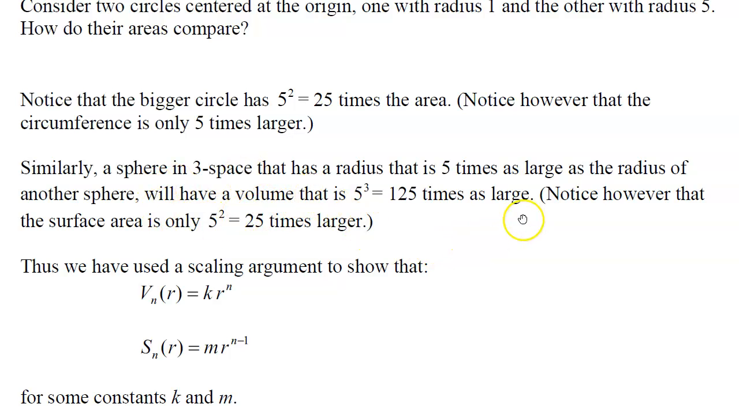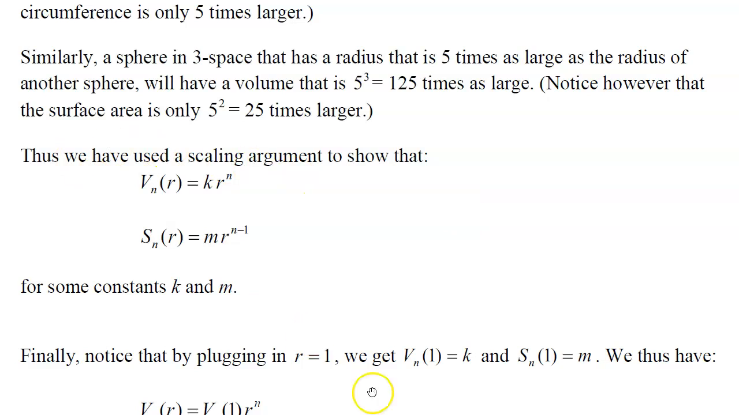Basically I'm talking about a scaling argument here. I've used a scaling type argument. You can think about this for a little bit to see if this makes sense. But a scaling argument shows that the volume of a ball of radius r in n-dimensional space has to be some constant k times r to the n.